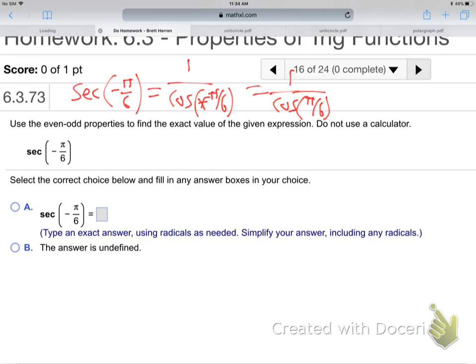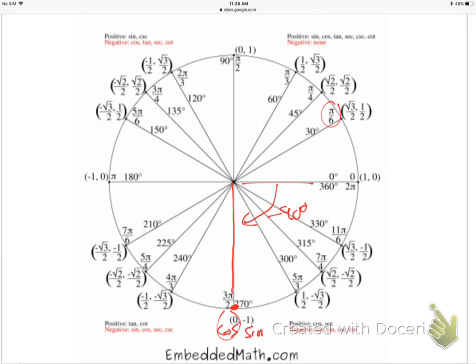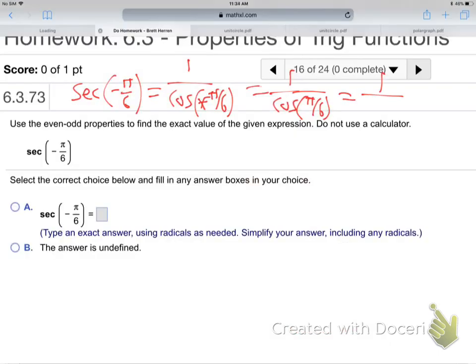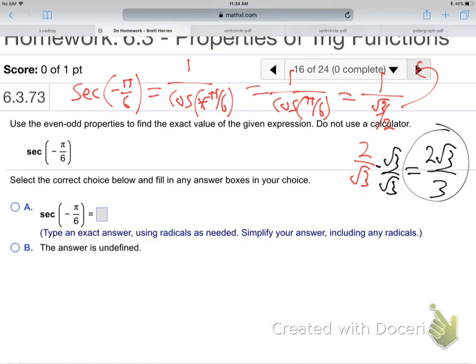So go to the unit circle. Find pi over 6 right here. Root 3 over 2. Right, cosine's the first one, sine second, so root 3 over 2. So we go, okay, it's 1 over root 3 over 2. What do we do with the fraction on the bottom? Flip it up, right? So it's 2 over root 3. Can't have a root on the bottom, so we multiply top and bottom by root 3. So 2 root 3 over regular 3. And there we go. Good? Questions? Easy for you, right?